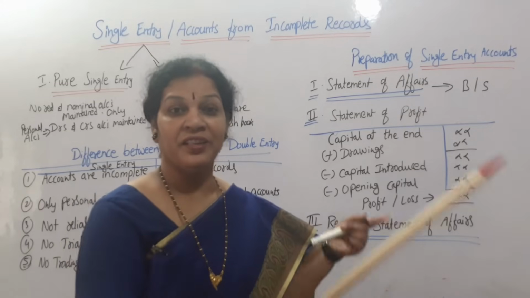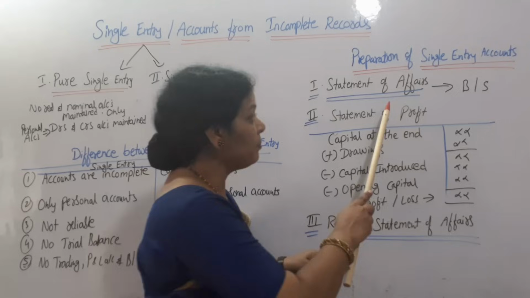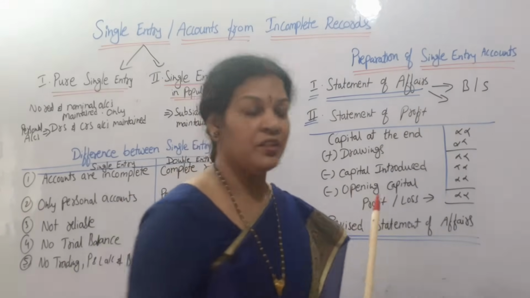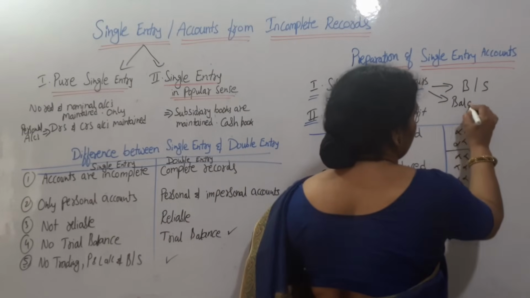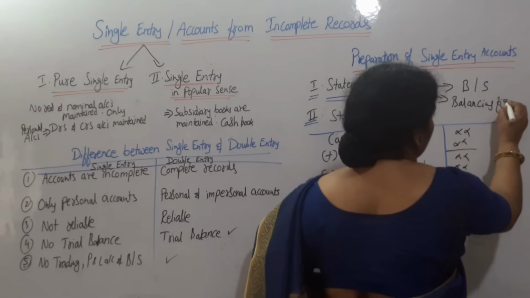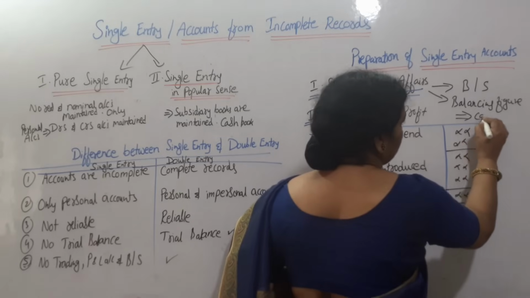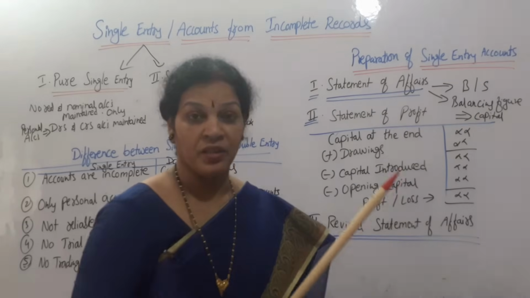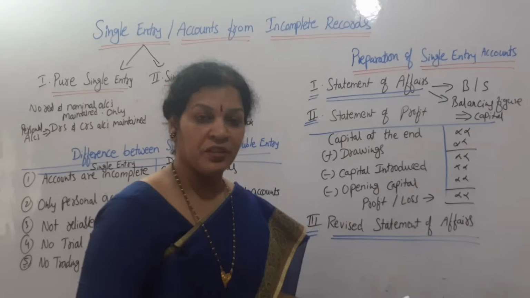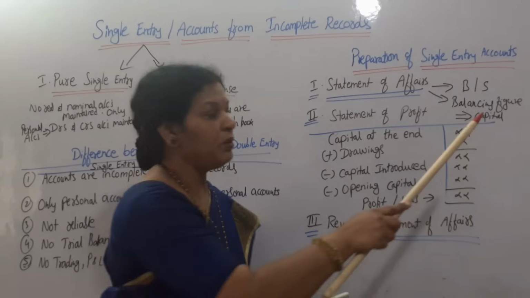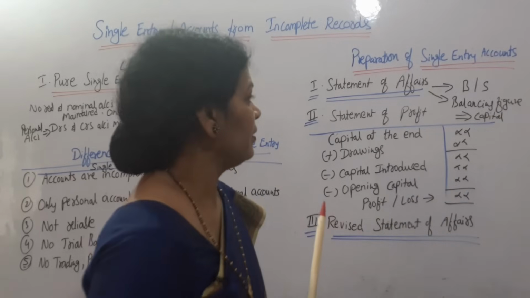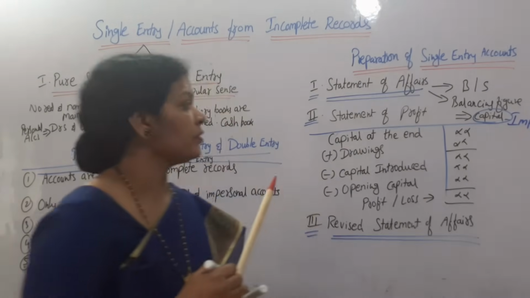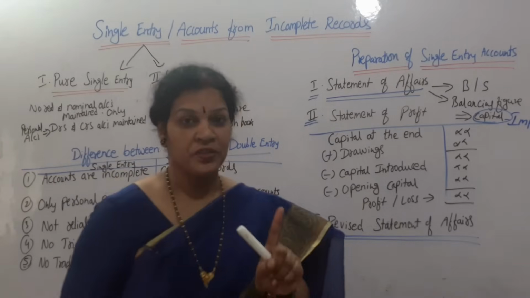All the assets on the right side, liabilities on the credit side we will write. And an important thing you have to remember is that the balancing figure will be the capital. Capital will not be given in single entry system. So the balancing figure is the capital. Remember this important point. Statement of affairs is nothing but balance sheet only. So we'll write all the assets on the right side, liabilities on the credit side, and whatever balancing figure you get, that will be the capital. This is about the statement of affairs, the first step.